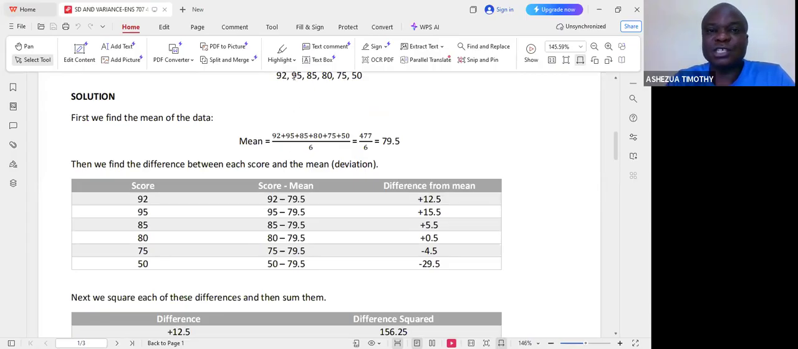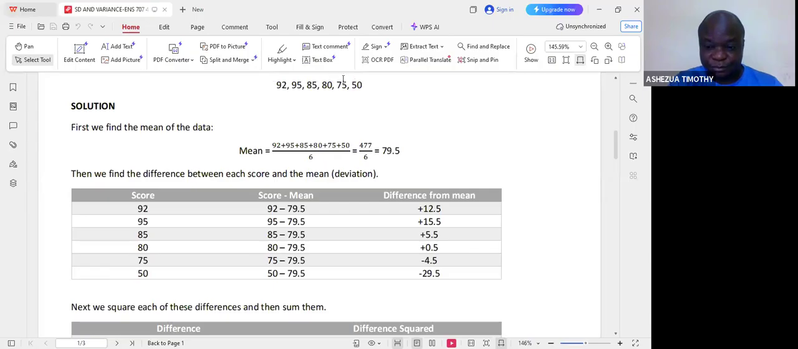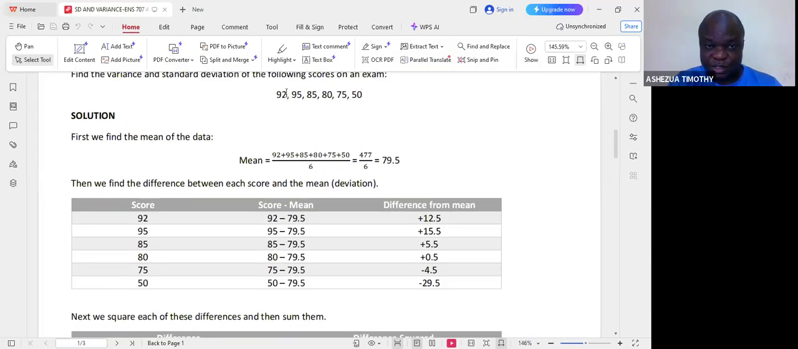Now, I'm going to arrange this very well. I broke it down in pieces just to make you understand. All these things I'm doing, I'll put in one tabular form, but I want you to understand bit by bit. That's why I'm doing this. So these are the scores that you have here: 92, 95, 85, 80, 75, 50. I'll arrange it here.